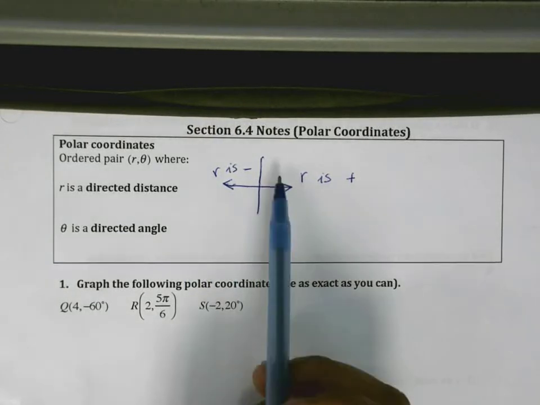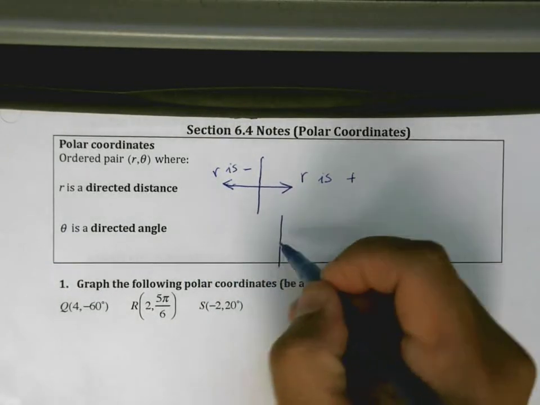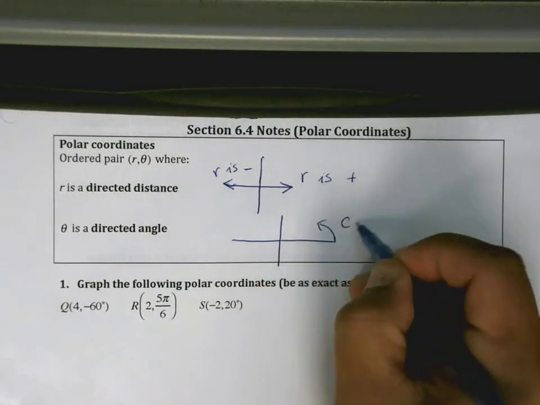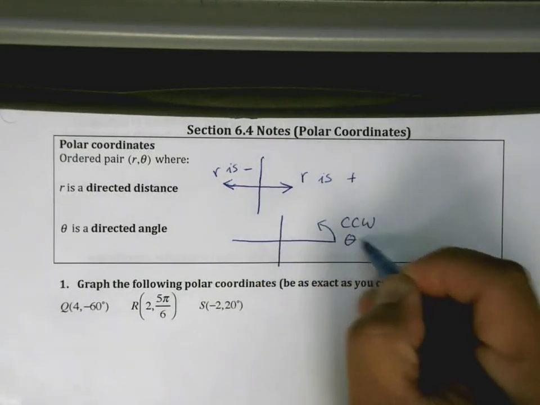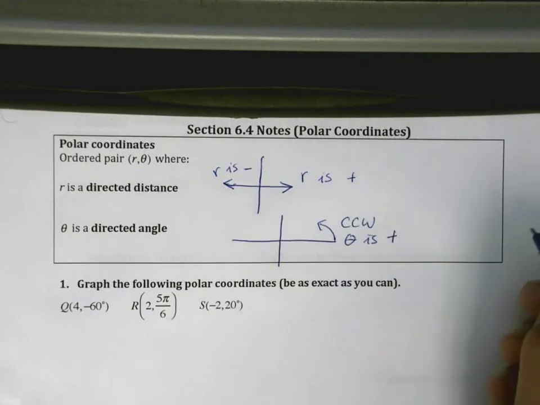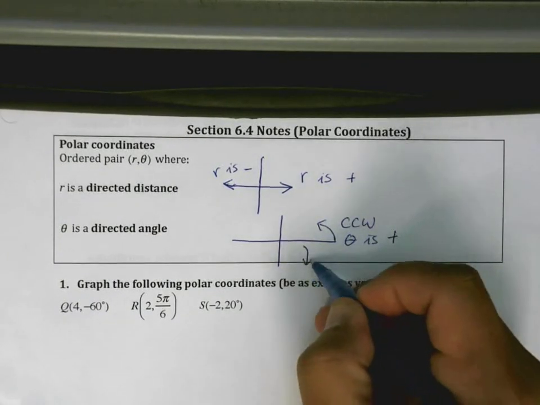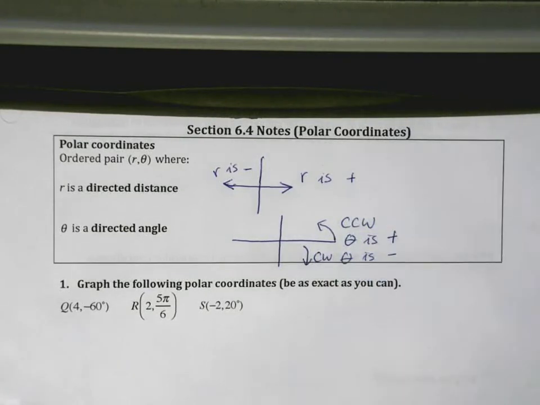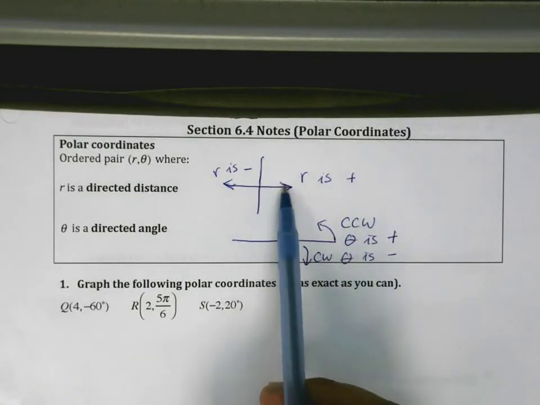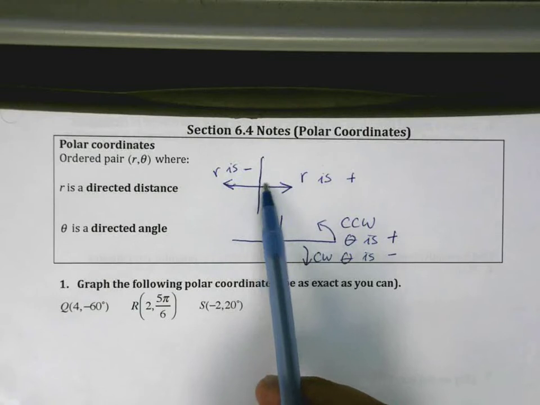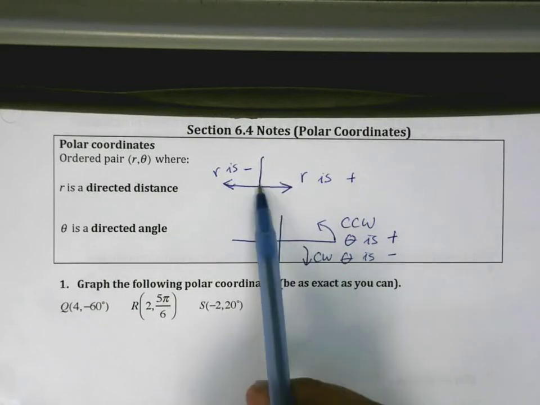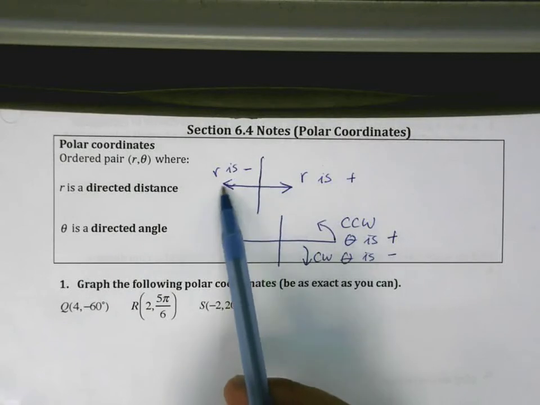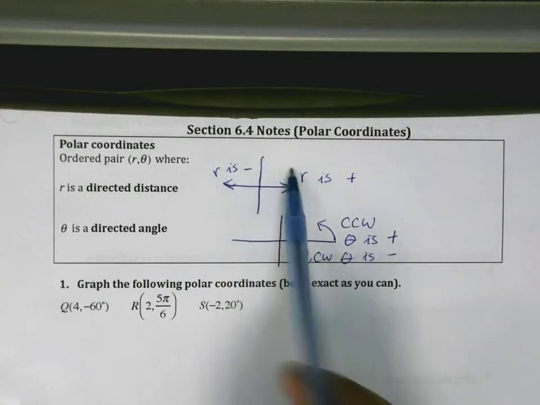And then theta is a directed angle. If we rotate counterclockwise, then theta is positive, and if we rotate clockwise, then theta is negative. So we could go to the right and rotate counterclockwise, go to the right and rotate clockwise, go to the left and rotate counterclockwise, or go to the left and rotate clockwise. So there are four different possibilities here.